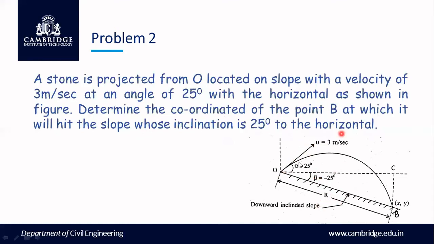Obviously, it can't be in the same line. That's why it is downwards. So this is the figure here. Remember that beta is equal to minus 25 degree. So the only change in the equations will be wherever you find beta, you need to substitute minus beta. Instead of beta, substitute as minus beta.